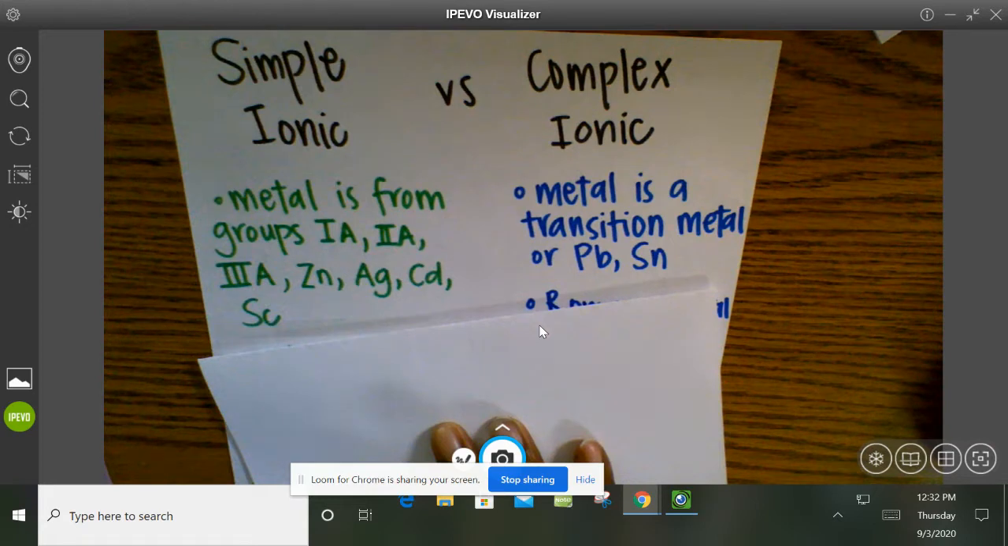Well, one of the things that you can look at is where the metal, that first element, I should say, where the cation is located on the periodic table. If that cation is a metal from groups 1A, 2A, 3A, and you might be looking like 1A, 2A, 3A, what are you talking about?